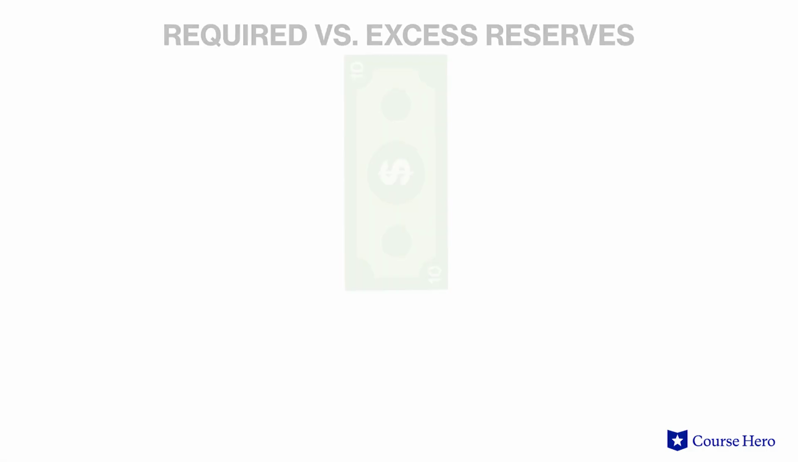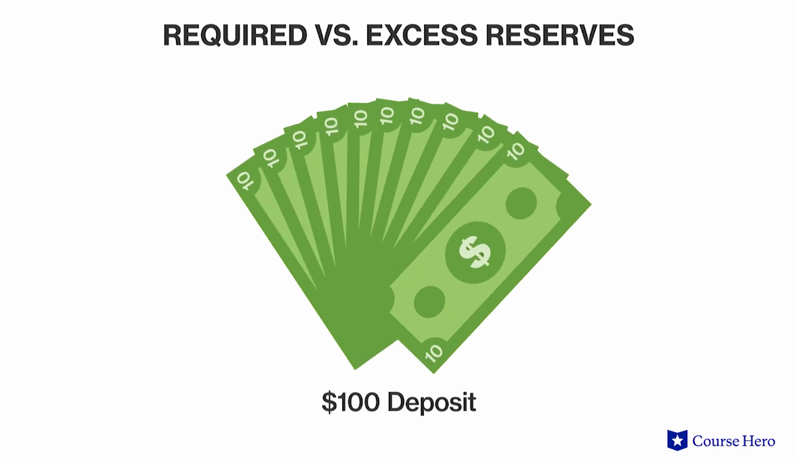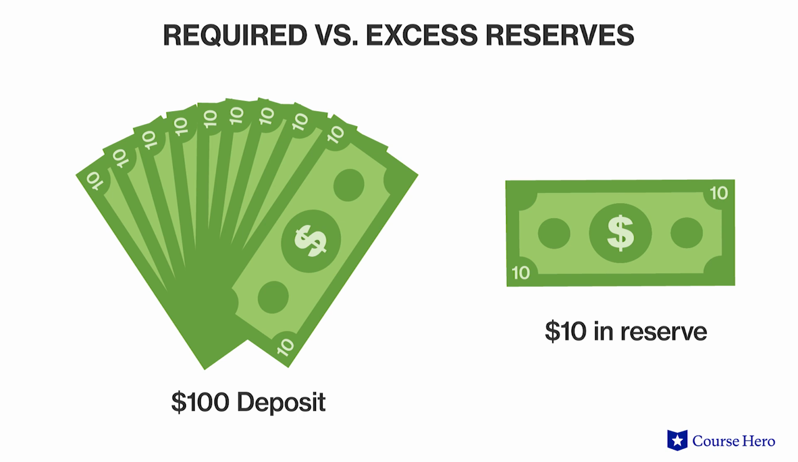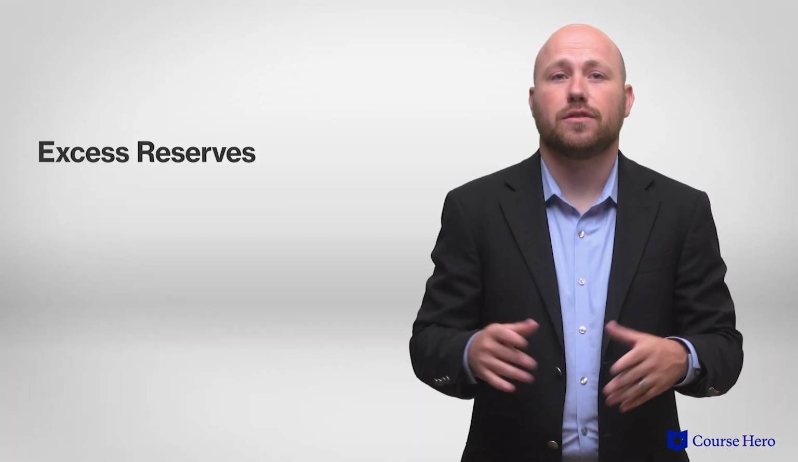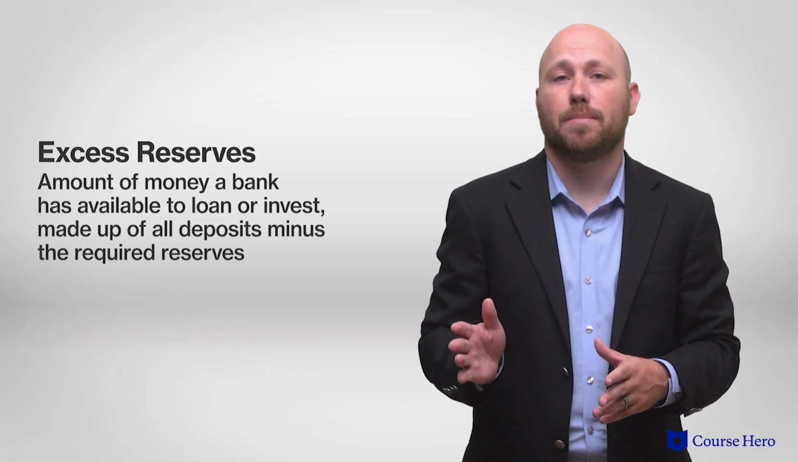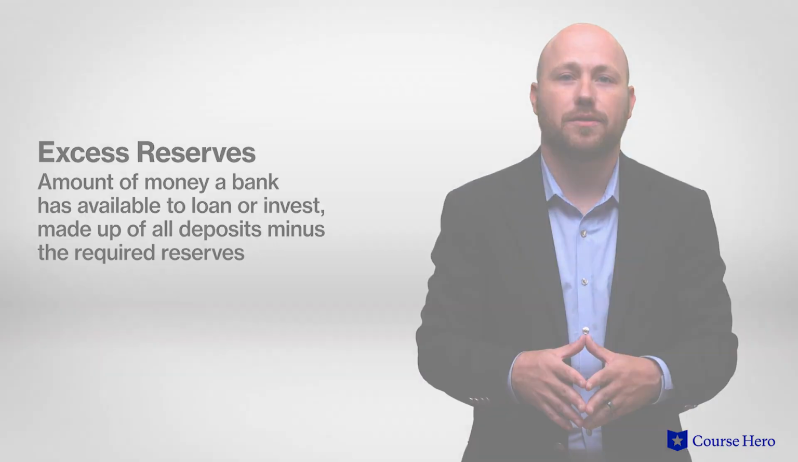Assume the Federal Reserve requires a bank to keep 10% of its deposits as reserves. If a customer deposits $100 into their bank account, the bank must hold at least $10 in reserve. The bank can use the remaining $90 in excess reserves to invest, loan to individuals, and engage in other profit-making measures. Excess reserves are the amount of money a bank has available to loan or invest, made up of all deposits minus the required reserves.